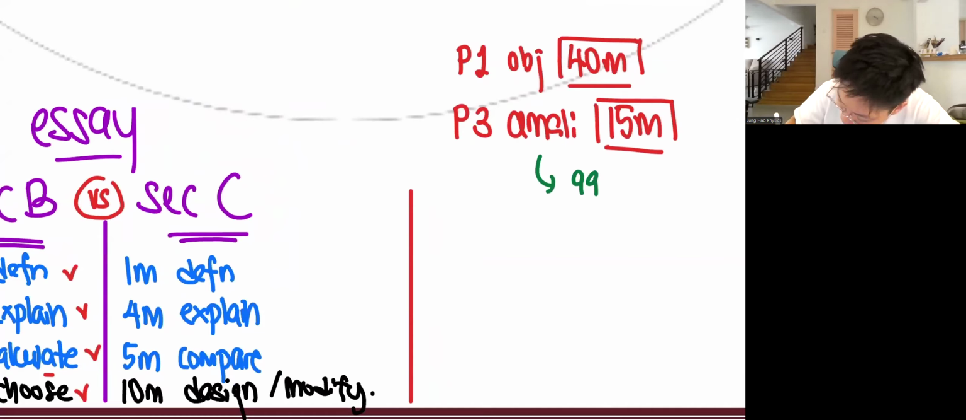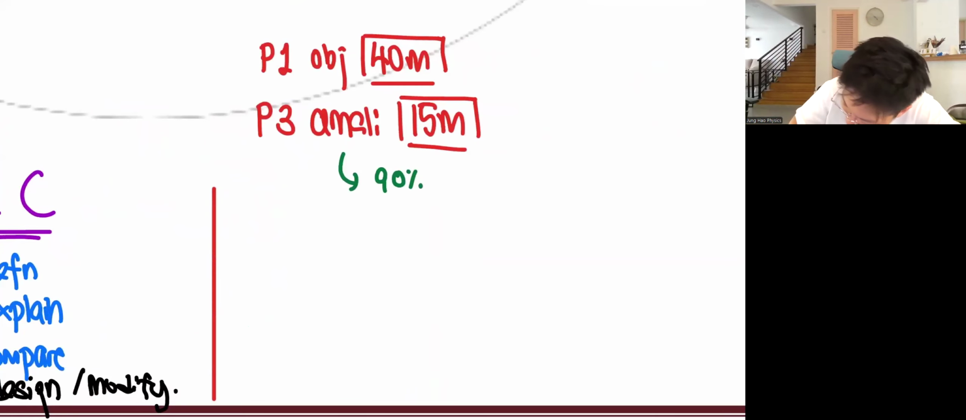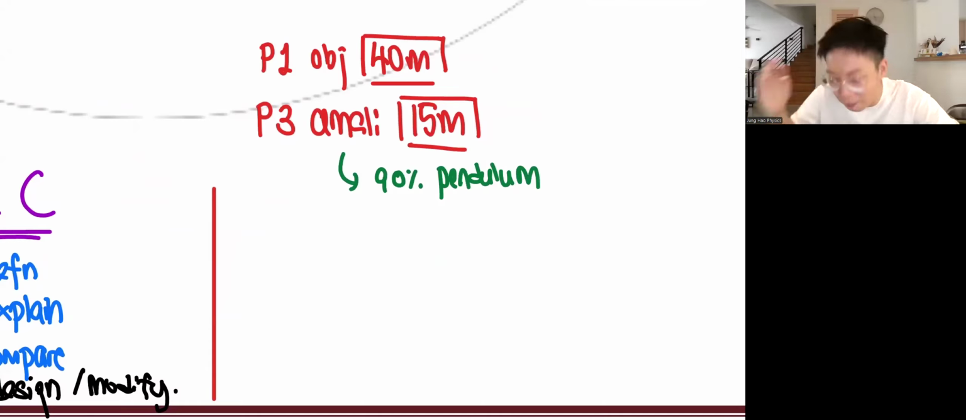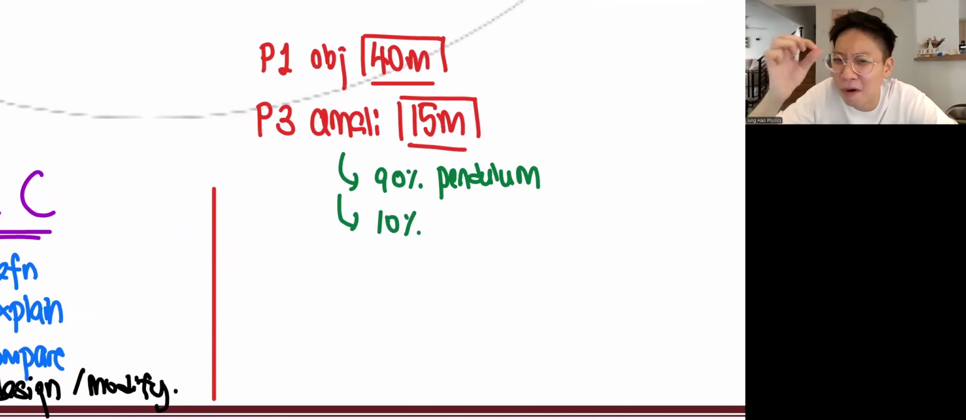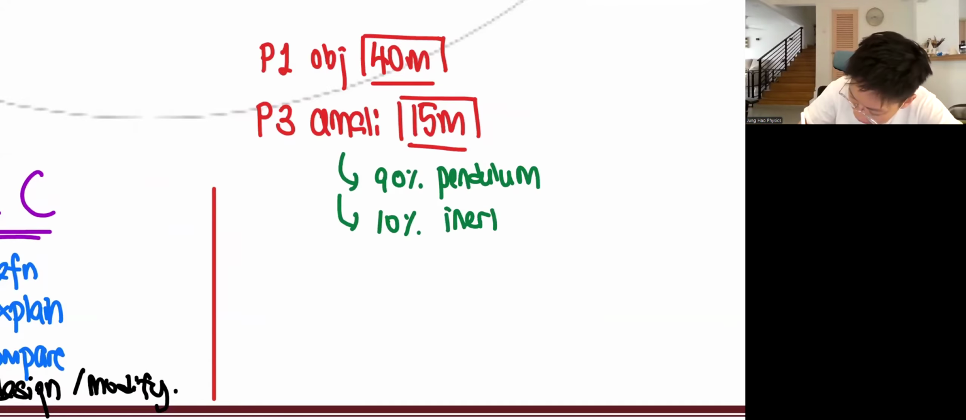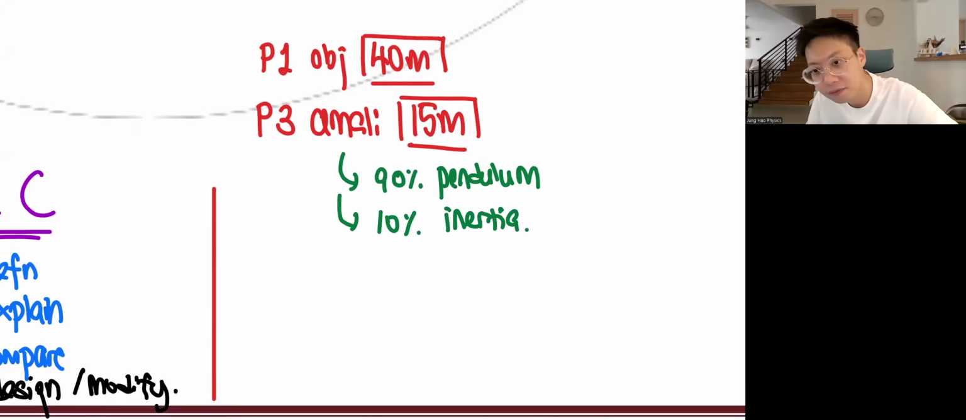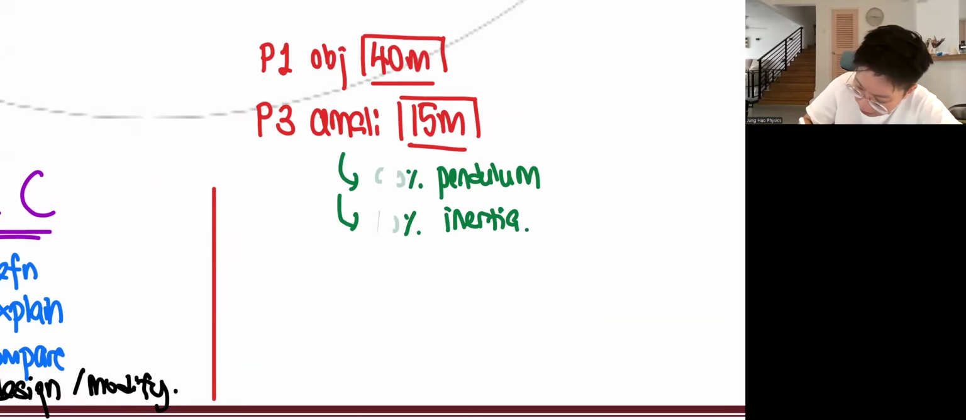So I will say 90% of your Amali will be pendulum. So if I were you, I will read up on the pendulum. Amali pendulum, pendulum all the way. I will say a very, very small chance it will be the inertia experiment. In fact, I'm going to be even braver. I'll say this is 95%, and that is 5%.